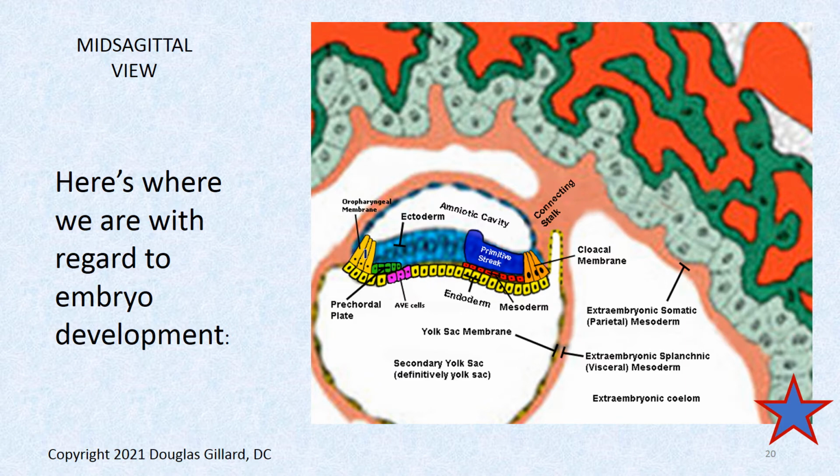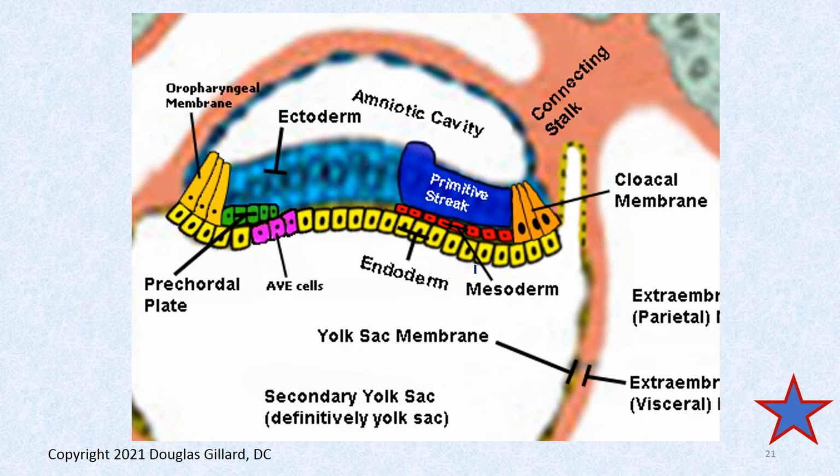We have an oropharyngeal membrane we made, a prechordal plate, the AV cells we made a long time ago, an ectoderm and endoderm here, the cloacal membrane we made, and the mesoderm is in the midline. Mesoderm would be coming in and out of the plane of the page as well, which we can't see. There's kind of a blow up of it. So the next thing we need to do is make the notochord.